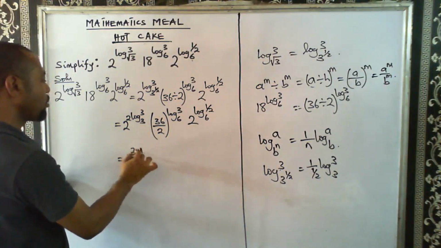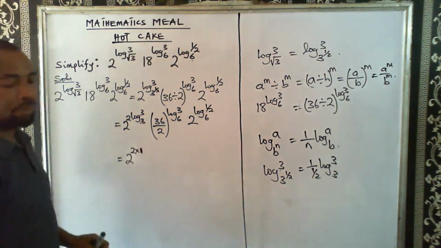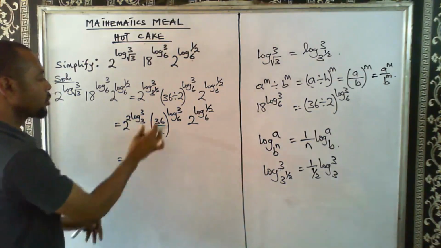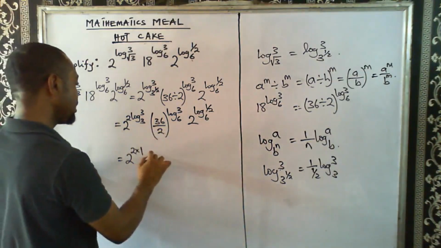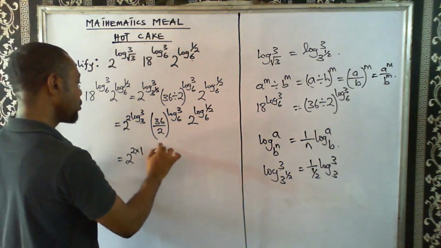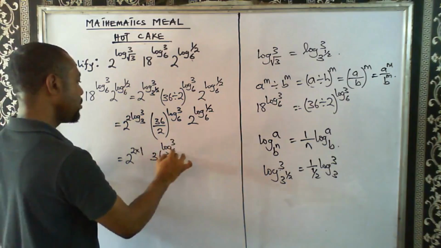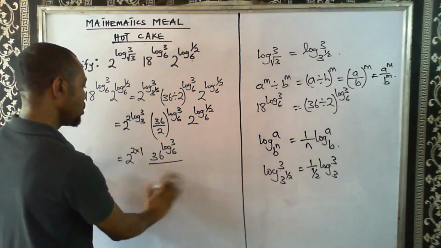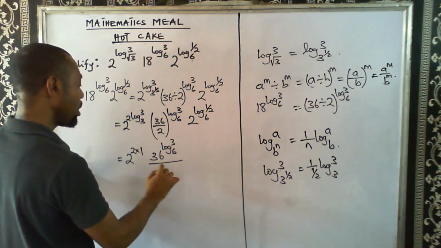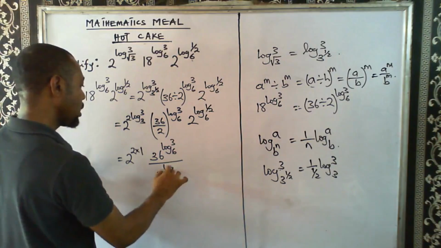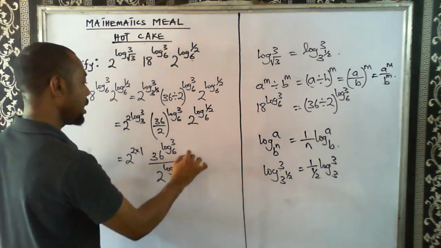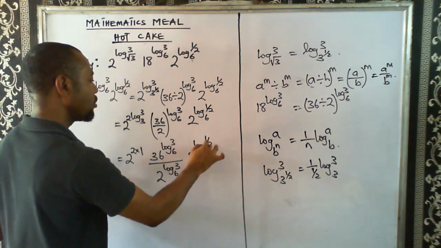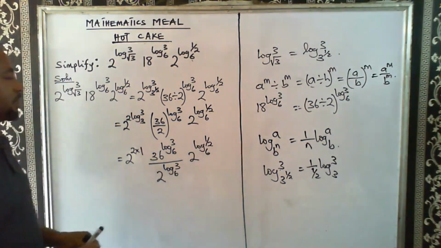Where is this 1 coming from? From log 3 in base what? 3. Logarithm of a number to its own base is 1. So we can now write this as 36 raised to power log 3 in base 6 all upon 2 raised to power log 3 in base 6 times 2 raised to power log half in base what? 6. Okay.